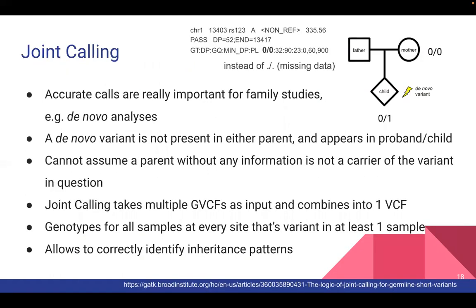As I mentioned, we need full genotypes when working with multiple samples, especially in family studies. A de novo variant is a variant present in a proband or child that is not seen in either parent. If we included variant-only VCFs in our combined step, we'd have missing data for the parents at this site, represented by dot/dot. That's how you denote missing data in a VCF. And we'd only be left with a single SNP in the proband with no more information. This doesn't work. By leveraging GVCFs and the info in their reference blocks, we would be able to accurately genotype the parents as homozygous reference, and this child as having a de novo SNP. Next slide.